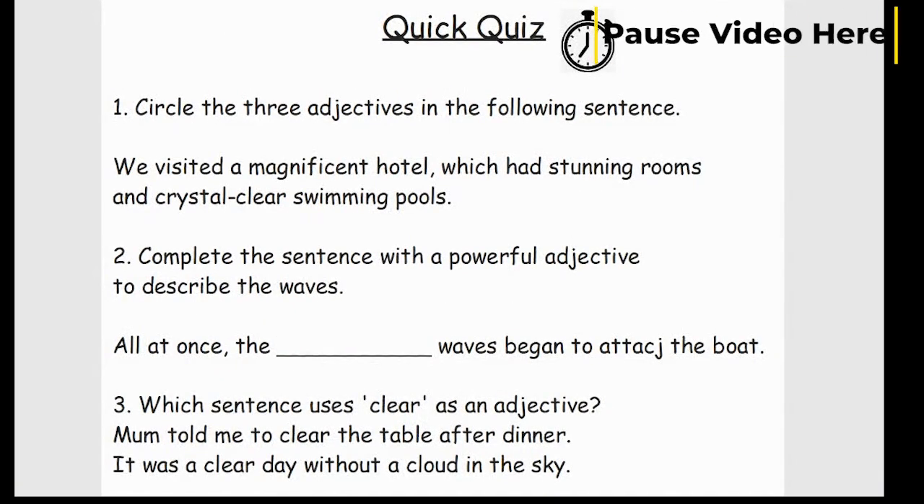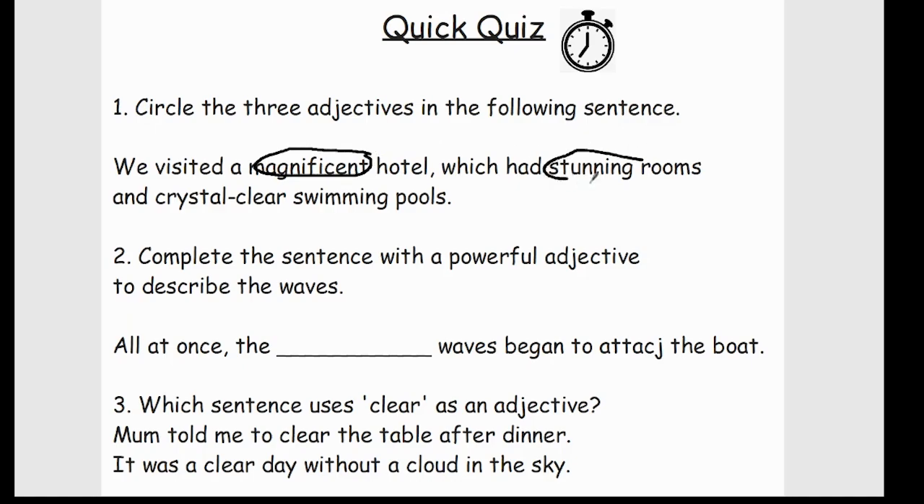So, quick quiz time. Circle the 3 adjectives in the following sentence. So, we visited a magnificent hotel which had stunning rooms and crystal clear swimming pools. So, my first adjective I'm going to circle is magnificent. My second is going to be stunning, and I know that all of these come before the nouns, and then crystal clear is my third one.